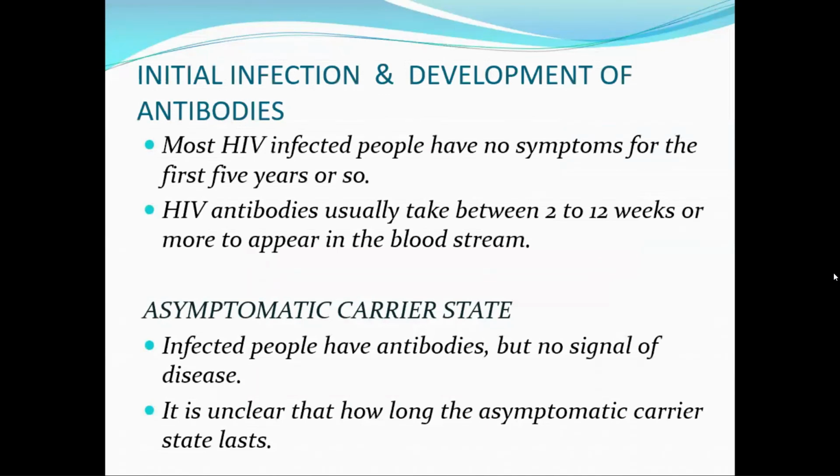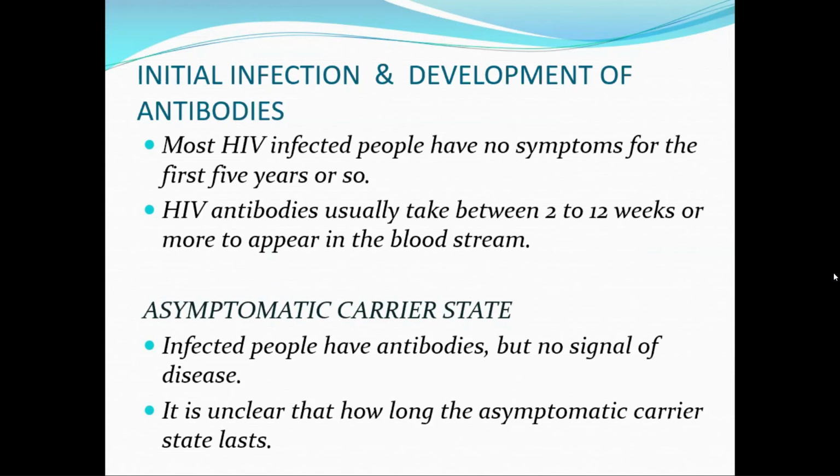So most HIV infected people have no symptoms for the first 5 years or so. The window period is 3 to 4 weeks, including or thereafter HIV may be positive, but the person has no symptoms for the first 5 years or so. It depends upon the nutrition status. If malnourished, then it may occur before that, because of immunity power. So nutrition is of prime importance. And HIV antibodies usually take between 2 to 12 weeks or more to appear in the bloodstream.